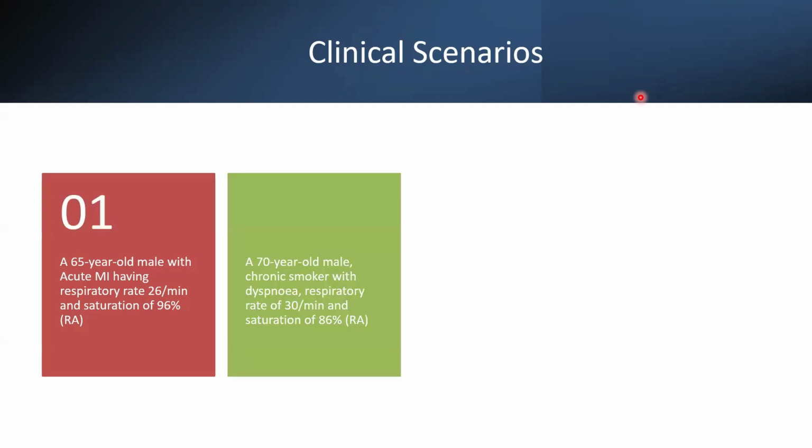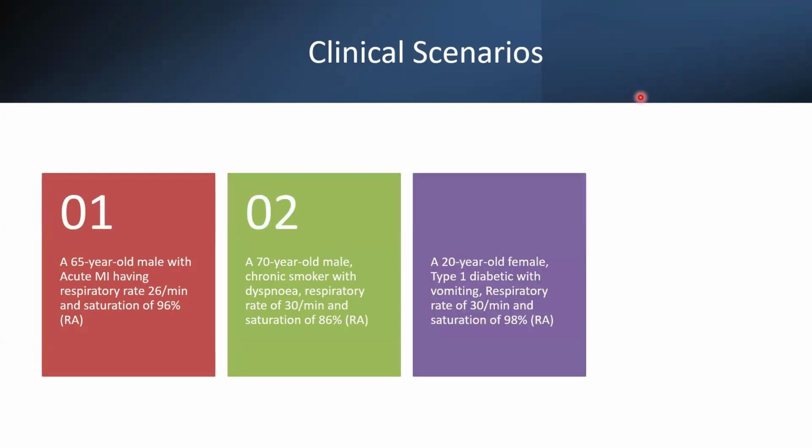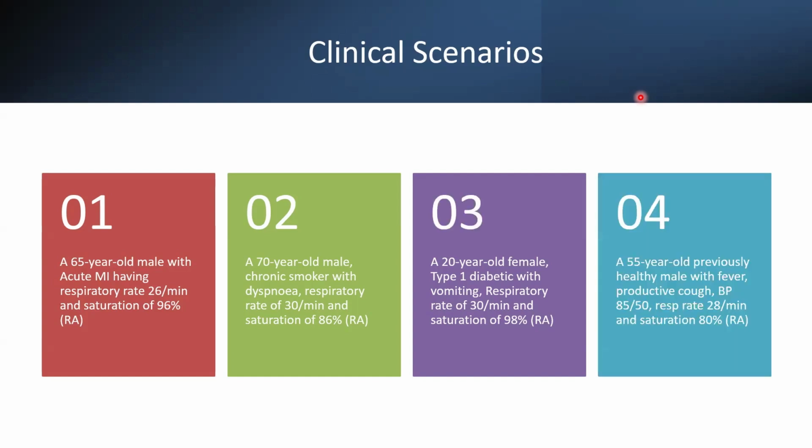And the second scenario is a 70-year-old male chronic smoker with dyspnea, respiratory rate of 30 per minute and saturation of 86% on room air. And the third scenario is a 20-year-old female type 1 diabetic with vomiting, respiratory rate of 30 per minute and saturation of 98% on room air. And the fourth is a 55-year-old previously healthy male with fever, productive cough, BP of 85 by 50, respiratory rate of 28 per minute, and saturation of 80% on room air.